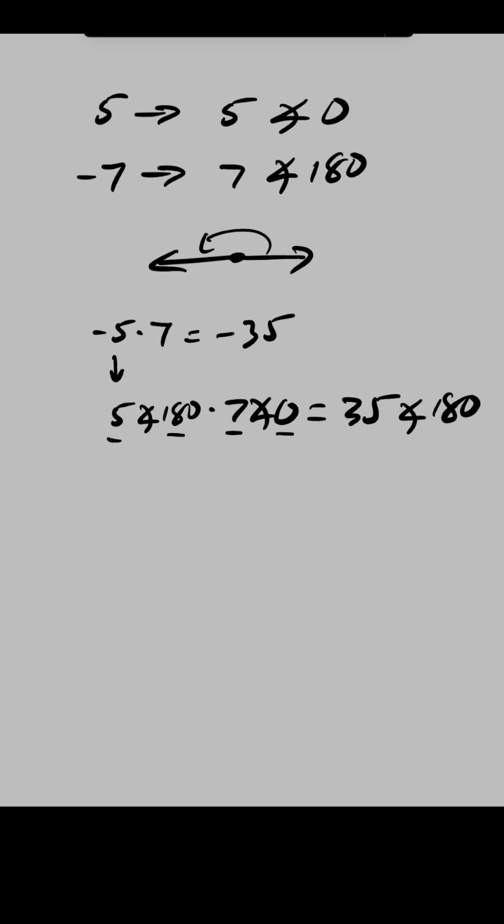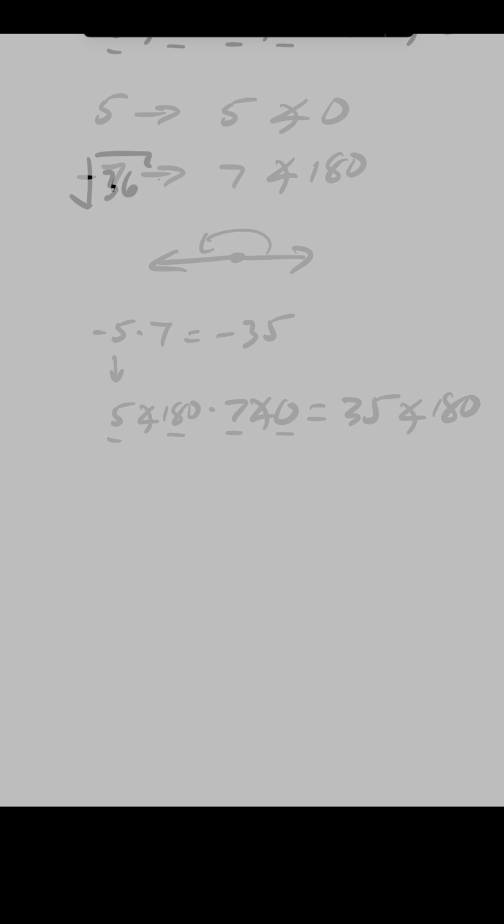Now, the question on the table is, what is i, and how do we interpret it? If I ask you what is the square root of 36, I know the answer is 6 or -6, I guess, but really, I want to rephrase the question.